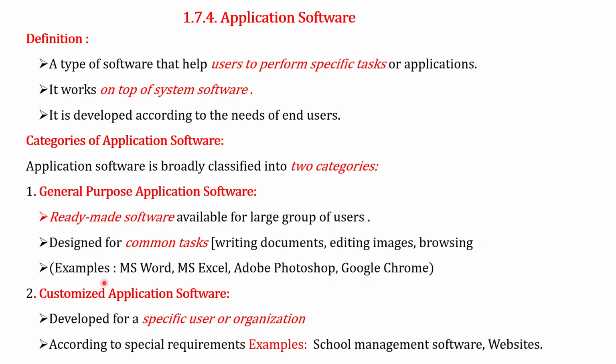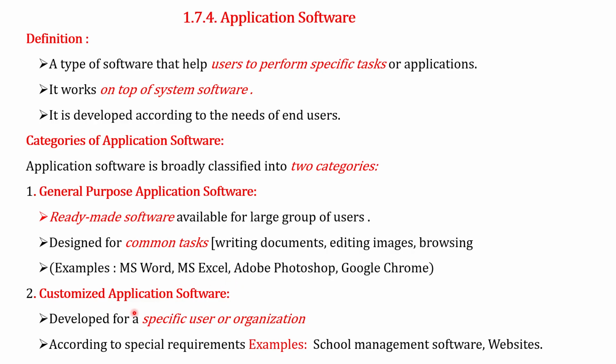Examples of general purpose application software are MS Word, MS Excel, Adobe Photoshop, and Google Chrome. So the purpose is general use. A large group of users can use this software for performing common tasks like writing documents, editing images, and browsing.